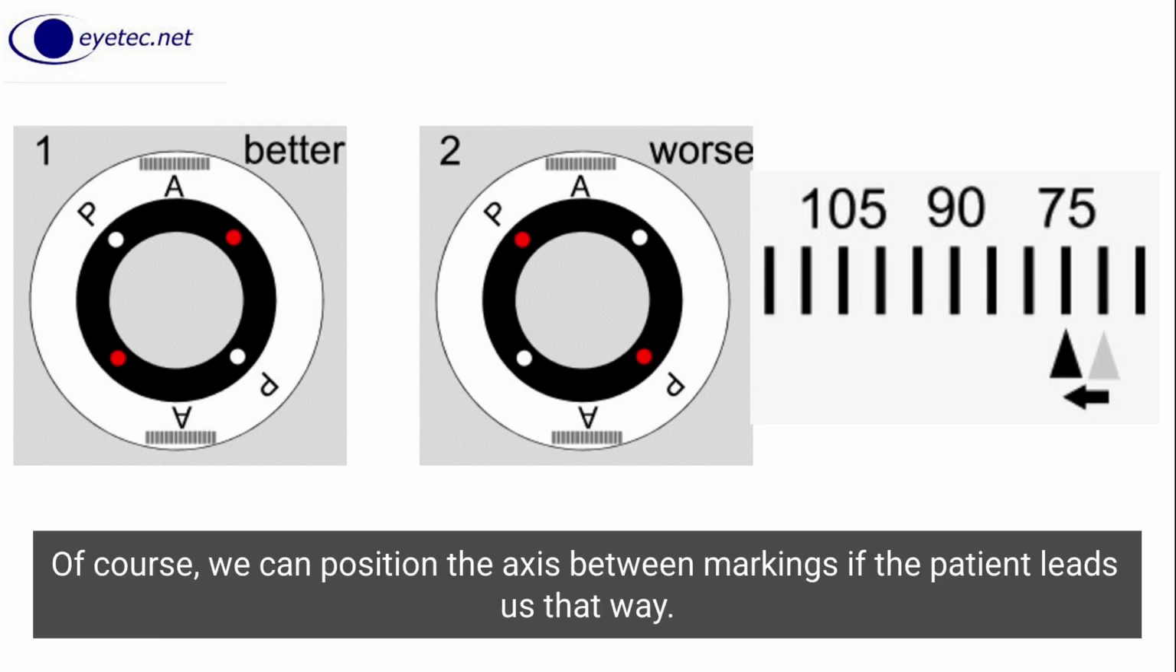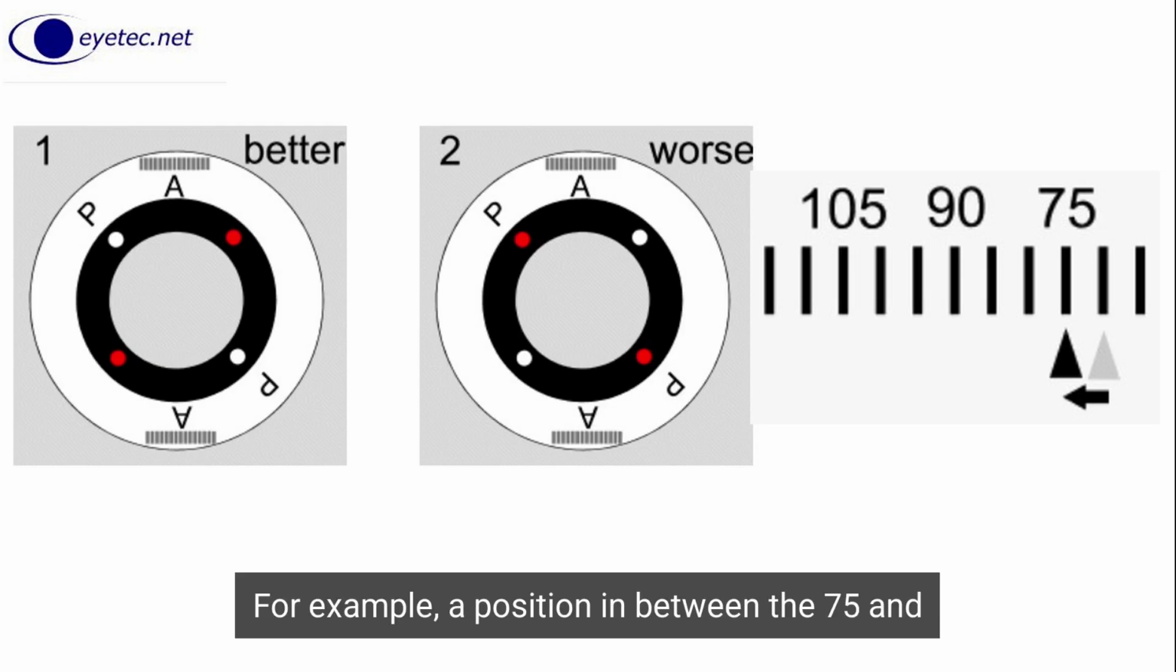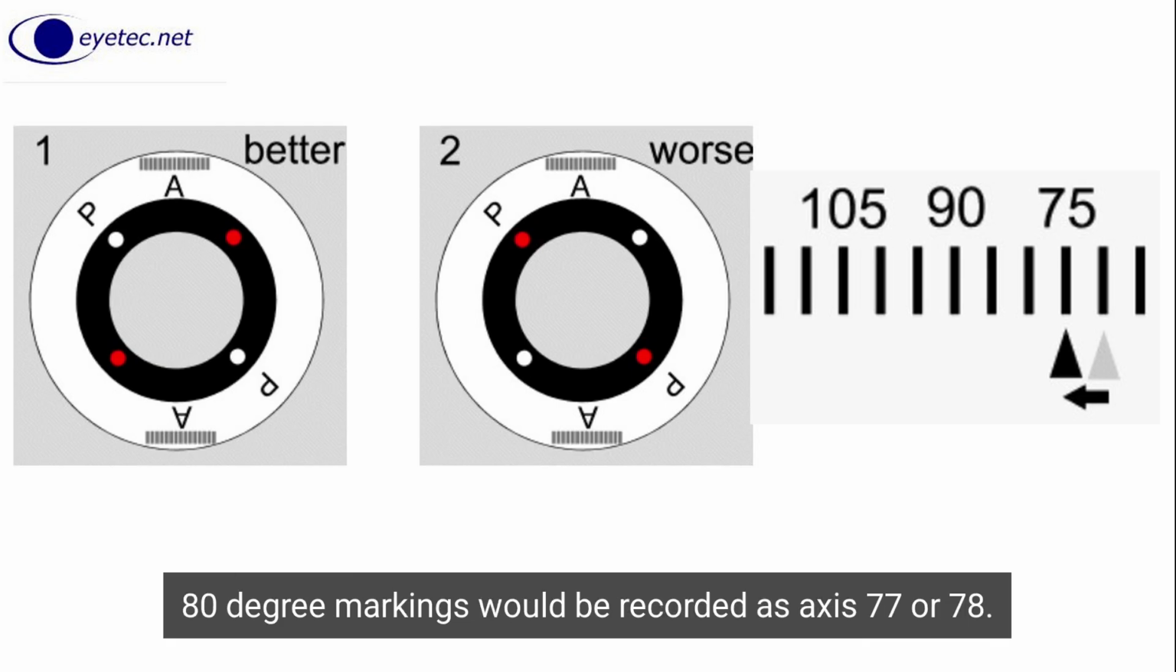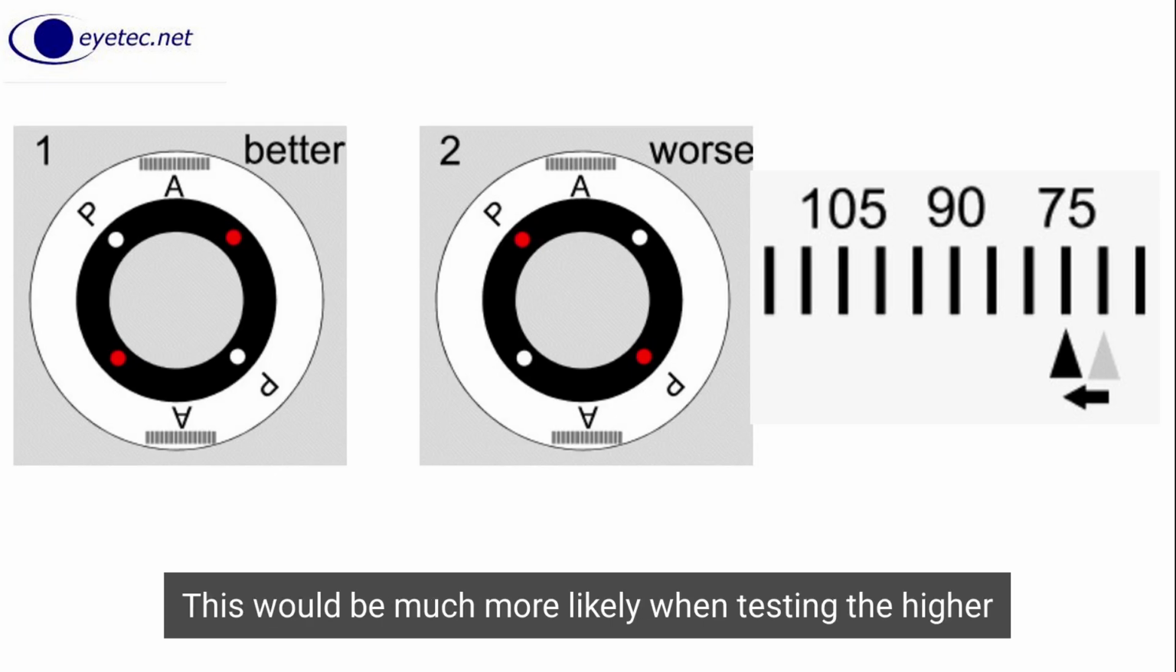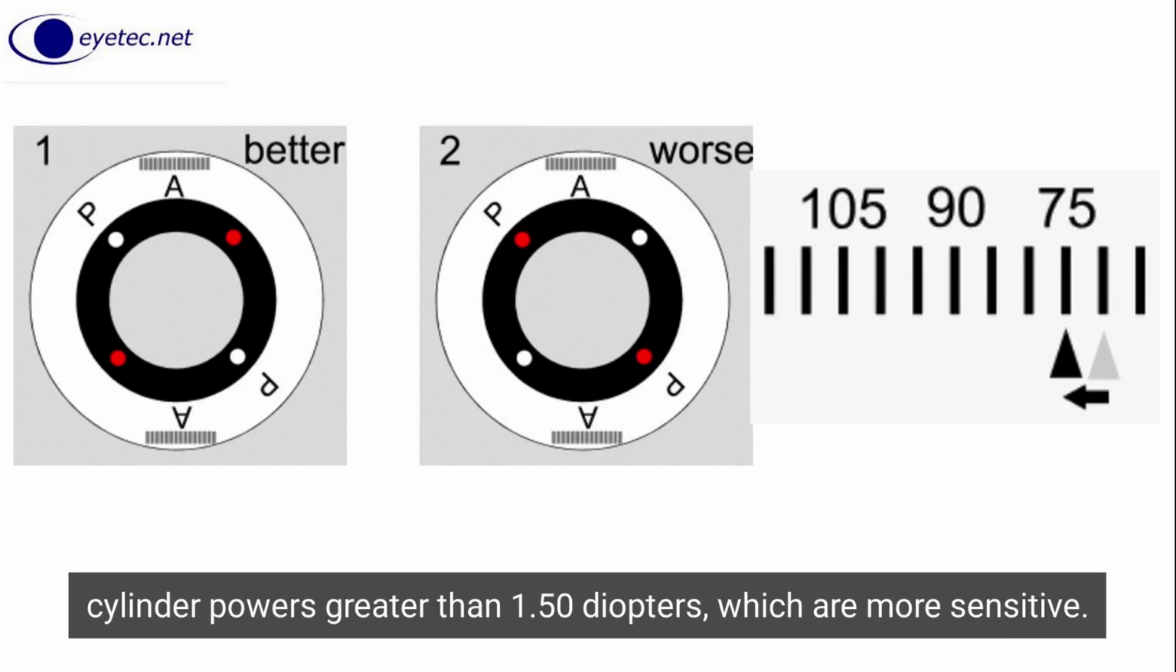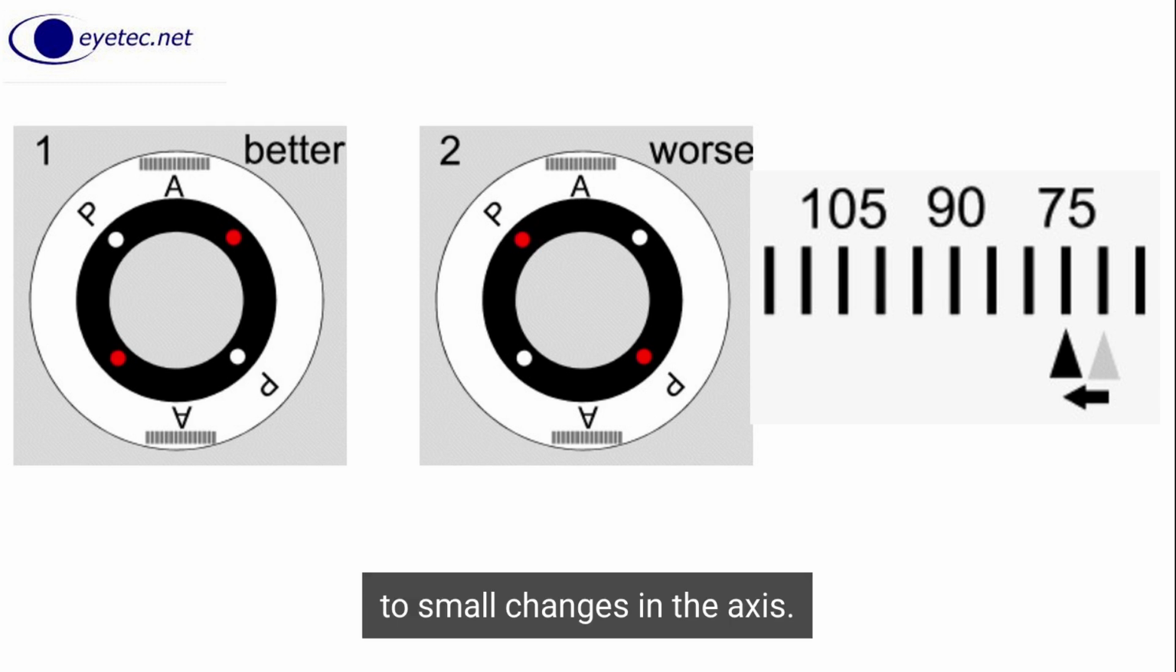Of course, we can position the axis between markings if the patient leads us that way. For example, a position in between the 75 and 80 degree markings would be recorded as axis 77 or 78. This would be much more likely when testing the higher cylinder powers greater than 1.5 diopters, which are more sensitive to small changes in the axis.